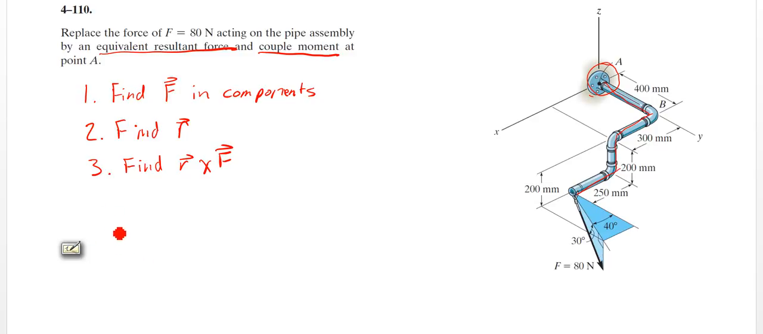Alright, so let's start with step 1, finding the components of this force here. If you look at that, you might see right off the bat that F sub z, the z component, is going to be negative 80, right? So it's going down. Positive z is up, and this is going down. It's going to be 80 sine of 30. So this part is our vertical component.